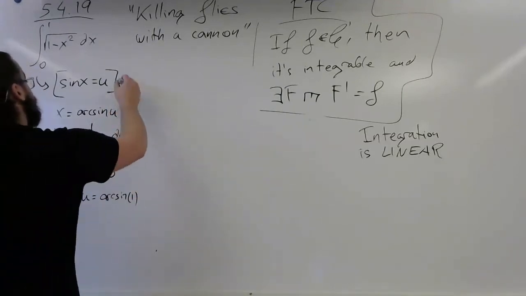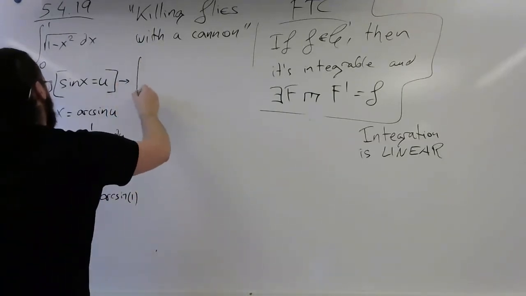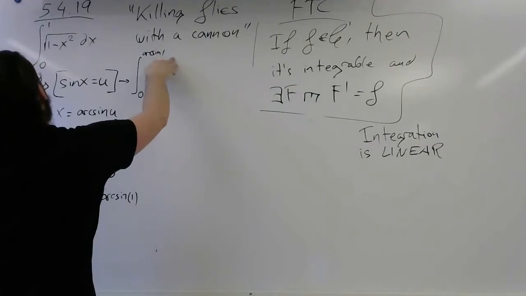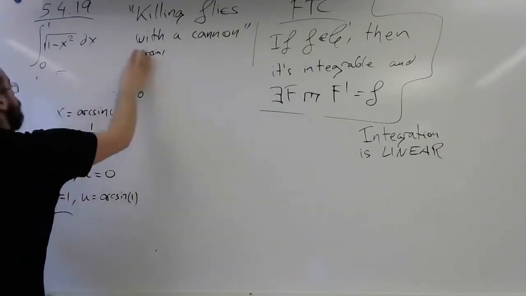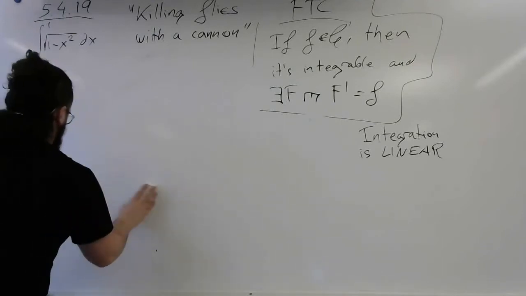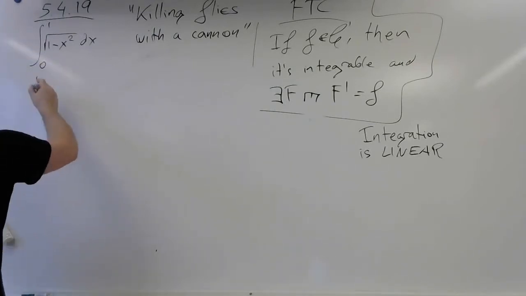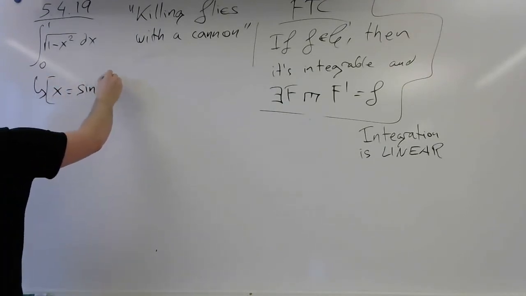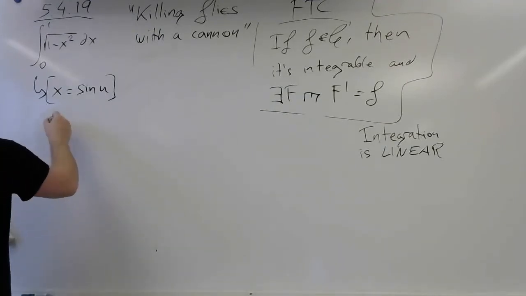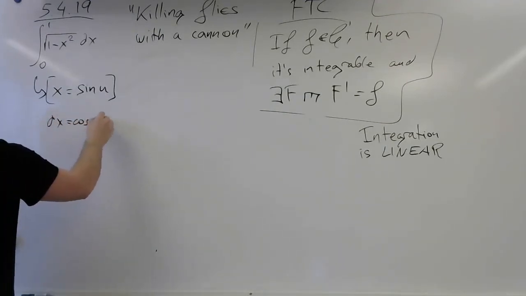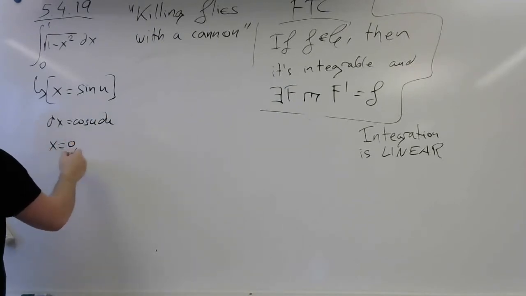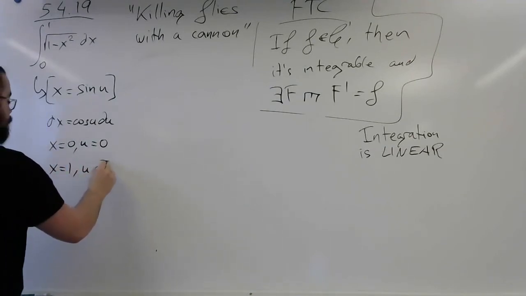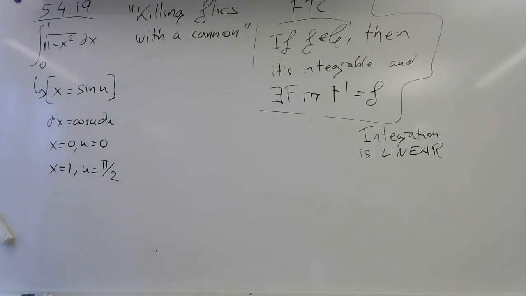So by doing this change of variable, we move from 0, we go to this thing. Oh no, wait. Of course, it didn't make sense. The change of variable is x equals sine of u. So dx is cos u du. If x equals 0, u equals 0, if x equals 1, u is pi halves, which is what I wanted to do in the beginning.